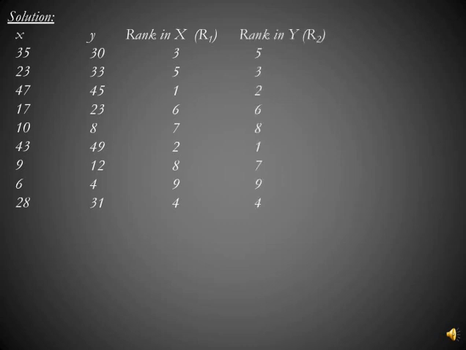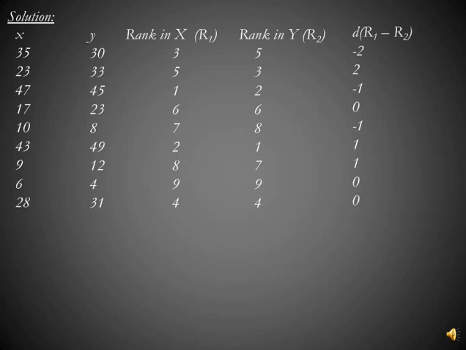Similarly, you will give ranking in y, and you will say it as R2. Here highest marks are 49, so you will give first rank for it. Then second highest marks are 45, so you will give second rank to it, and so on. Now you will find the difference between these two ranks. As 3 minus 5 comes to minus 2, then 5 minus 3 comes 2, then 1 minus 2 comes to minus 1, and so on.